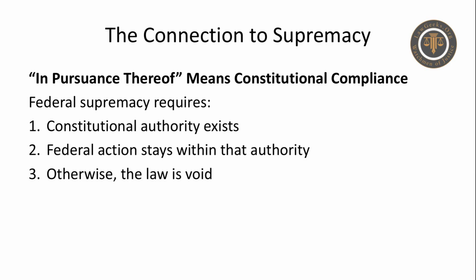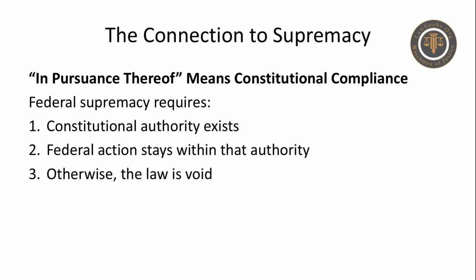The Supremacy Clause establishes that federal laws made in pursuance of the Constitution are supreme. Marbury explains that laws not made in pursuance, meaning laws that exceed constitutional authority, are void. Together, these principles create a complete system. Federal supremacy exists within constitutional boundaries, and courts have the power to enforce those boundaries by declaring unconstitutional laws void.